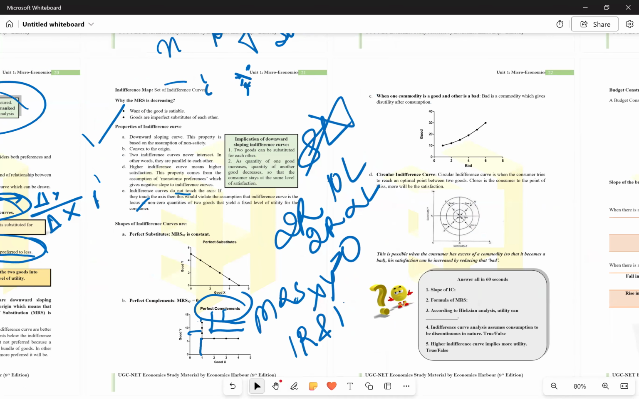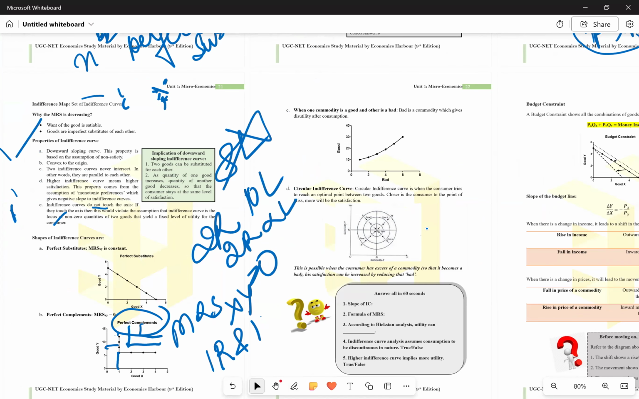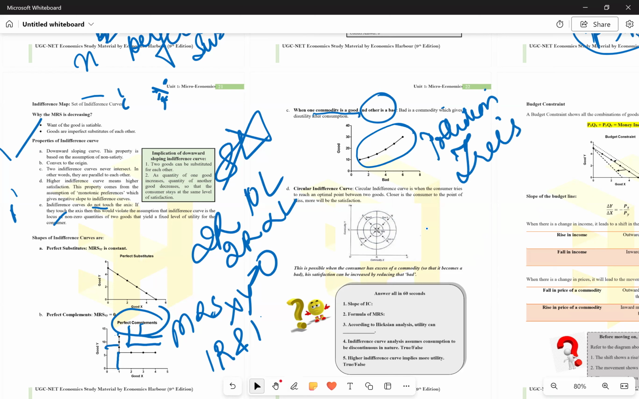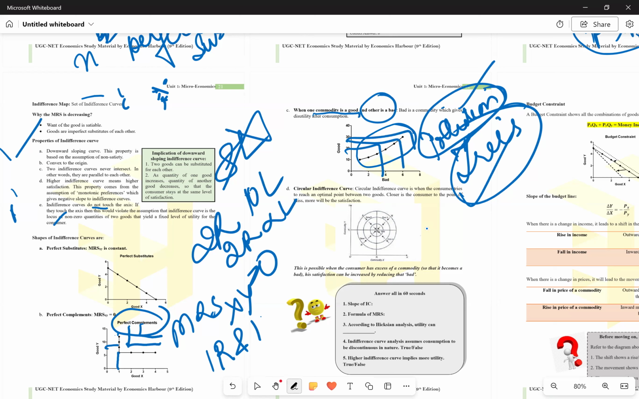Now, we have studied that your indifference curve is downward sloping, but there are cases when it is upward sloping as well. It is only when one commodity is a good, that is, one commodity gives you utility and the other commodity gives you disutility. So, for example, pollution and trees. So, to compensate for pollution, you need more trees. The more the pollution, the more trees you need. And that is why your indifference curve is upward sloping in this case.